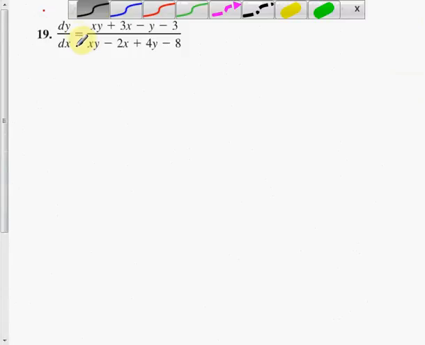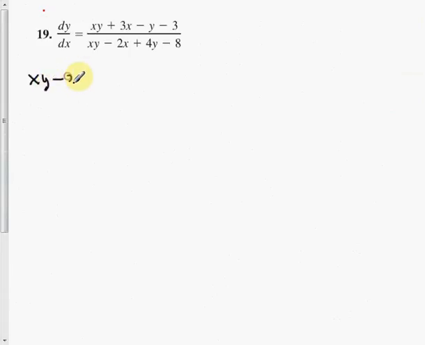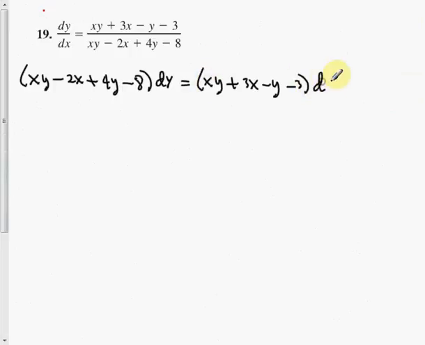So again, we're going to get the dx on the opposite side. What I'm going to do here is, instead of having a fraction, I want to write both sides so that I have some expression equal to some other expression. So I'm going to cross multiply, if you will. And so what I have here is xy minus 2x plus 4y minus 8, that's times dy. That's equal to xy plus 3x minus y minus 3, and that's equal to dx.